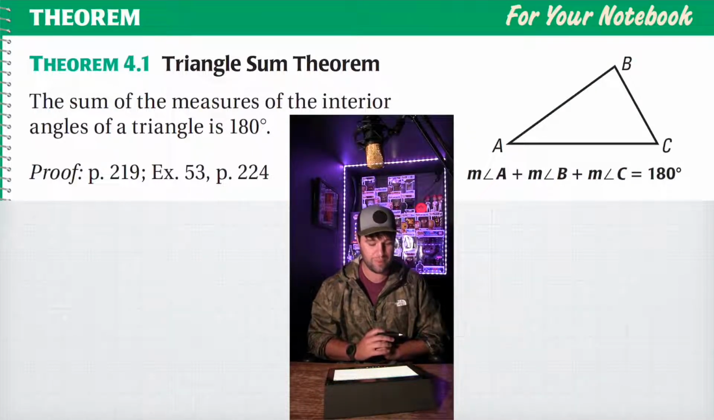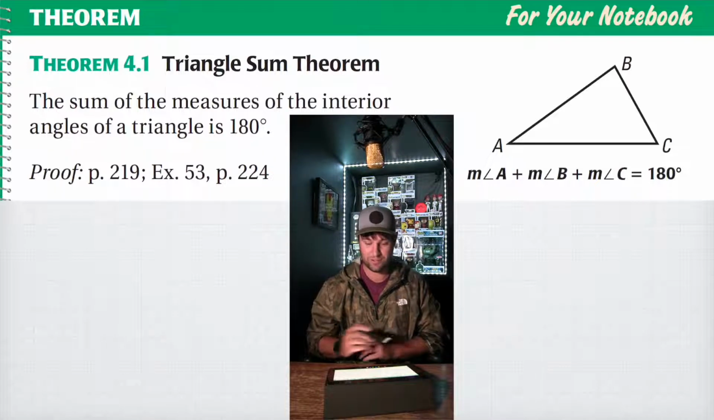So, triangle sum theorem. The sum of the measures of the interior angles of a triangle is 180 degrees. And that's for all triangles that we are studying. So the measure of angle A plus the measure of angle B plus the measure of angle C will always add up to equal 180 degrees. Okay?